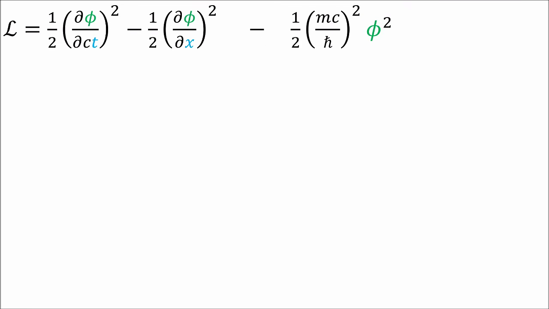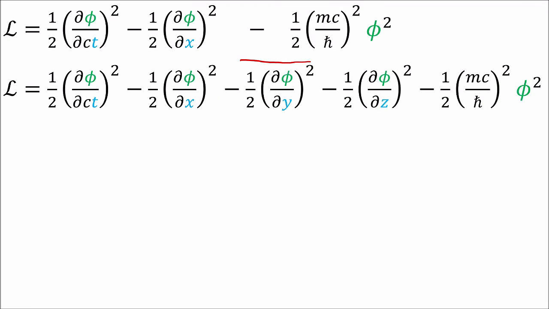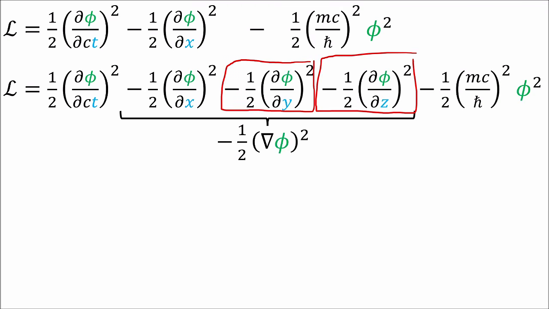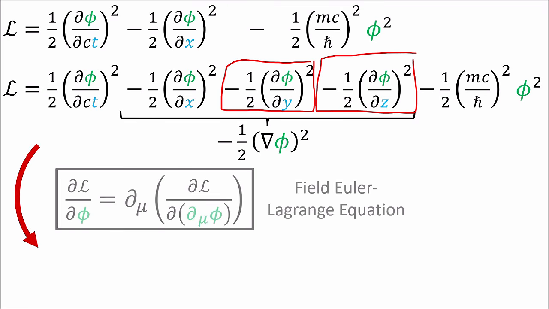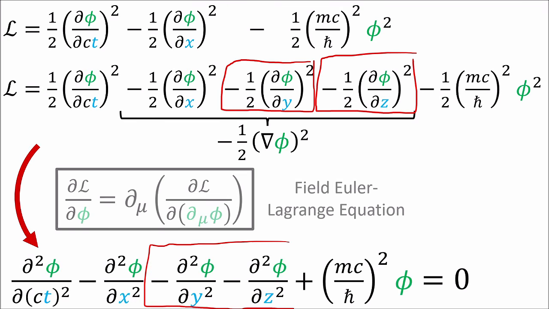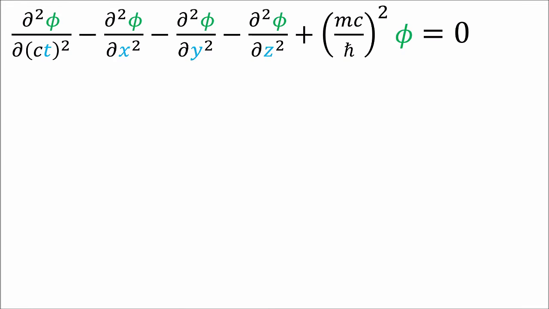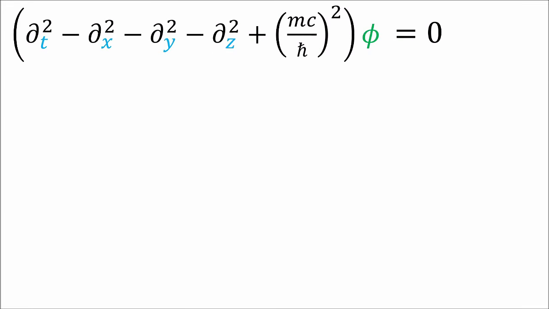If we want to extend this to a three-dimensional Klein-Gordon field that depends on x, y, and z, we just need to include gradient terms in the potential energy density for the y and z directions. And these get corresponding terms in the Klein-Gordon equation. Now, if we pull out the phi field in front, we can notice all these second derivative terms in the four space-time directions. The time derivative has a plus sign in front, and the space derivatives all get minus signs.